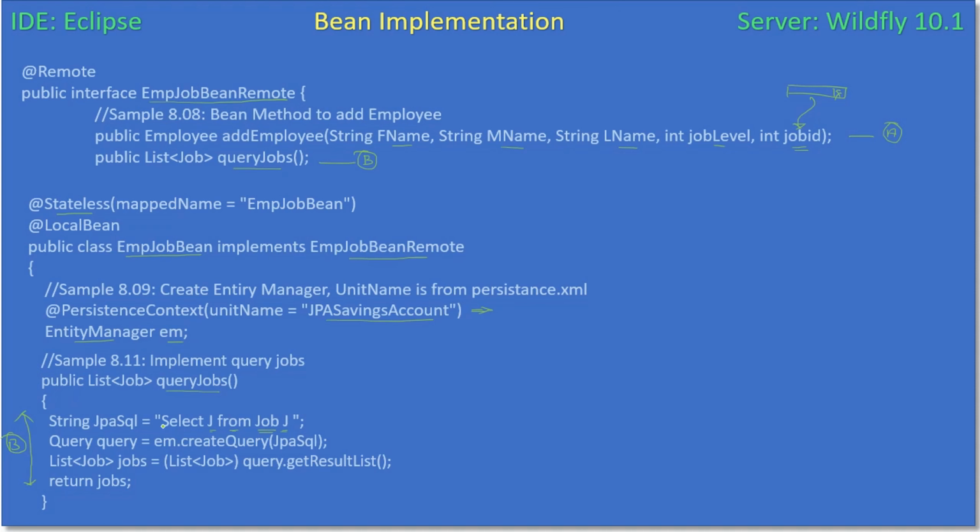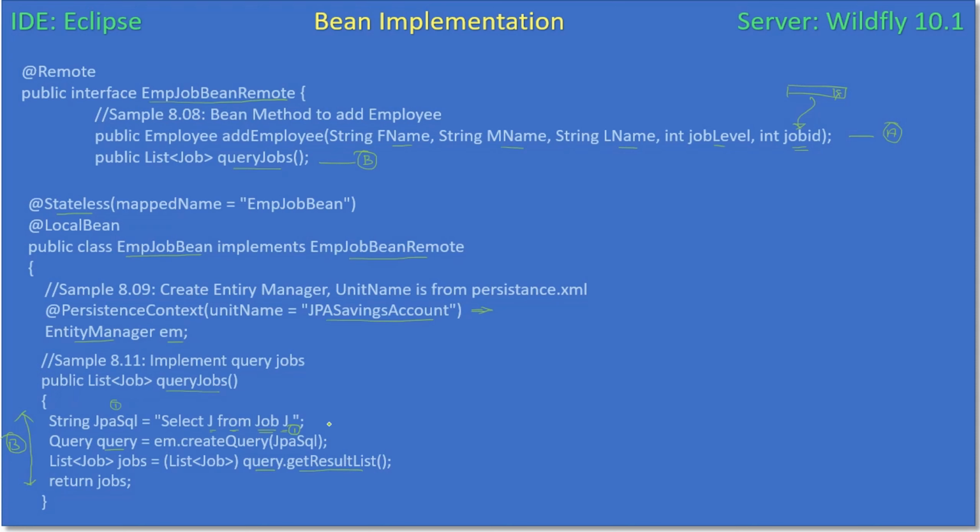That means it will retrieve all the job records and maps that to the entity. Alright, create query, and we are passing this JPA SQL. So here create query takes the string form of JPA query, and when create query executes, it returns the query object, and then from that query object we are making a call to get result list.